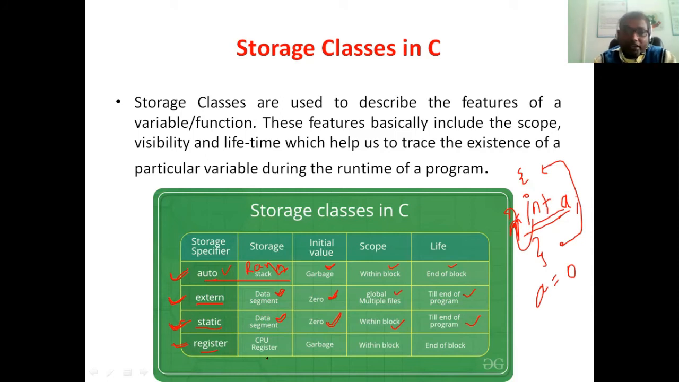If you're talking about the initial value in a register storage class, it is garbage. Once you declare a variable as a register class, that variable contains a garbage value. Then what is the scope? The scope of that variable is within the block. Suppose I have written register int a over here. The scope of that variable is from this curly brace to this curly brace.